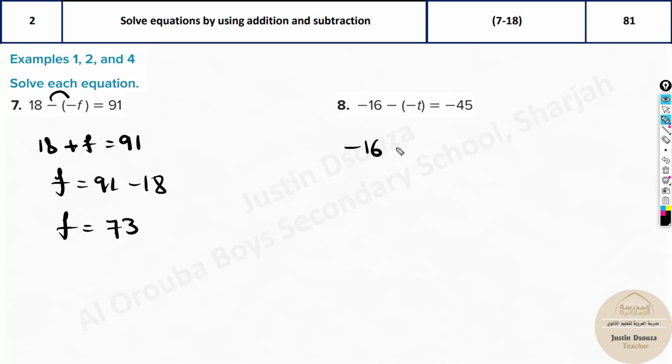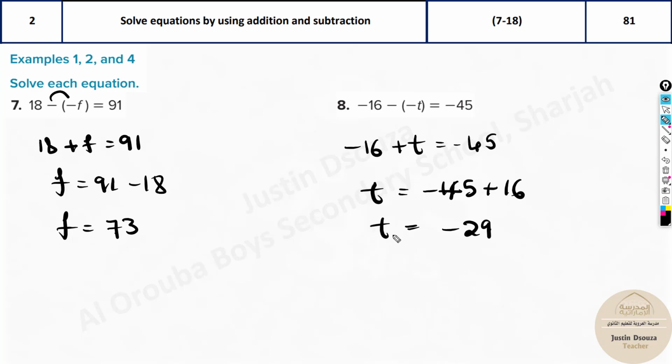Here, minus of minus will be plus: minus 16, minus of minus will be plus t equals minus 45. Now t, the variable which is the unknown value, must always be positive. It can't be negative. So don't move that to the other side. It's already positive. So take the negative 16 to the other side. It will be t equals minus 45 plus 16. So it will be minus 29. Very easy, because if you add 15 over here, it will be minus 30, and then there's one more. So it will be minus 29t. So this is the answer.